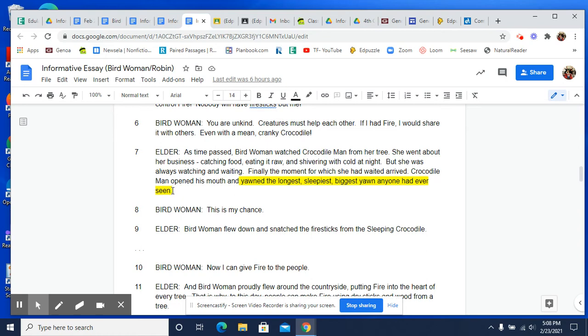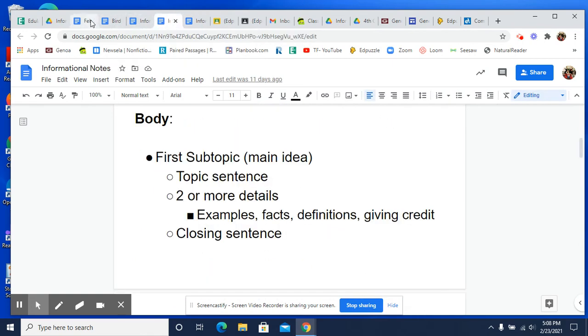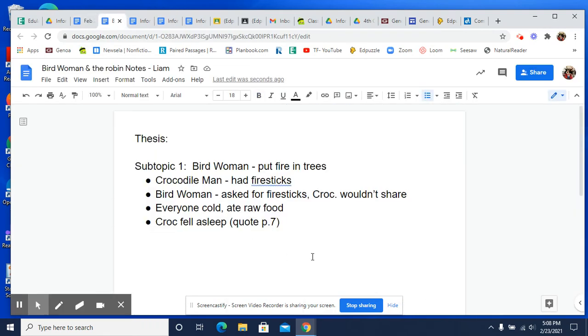So when you're doing this for your state test or whatever, don't waste the time of copying this entire sentence into your notes. Just put in your notes, hey, I want to use this as a quote, and then highlight it on your story so you know to go back to it. Okay. So going back to my notes.